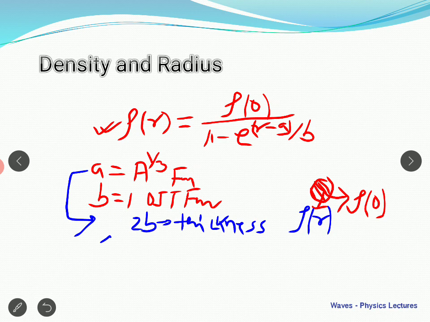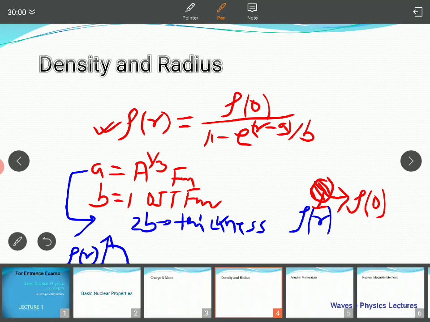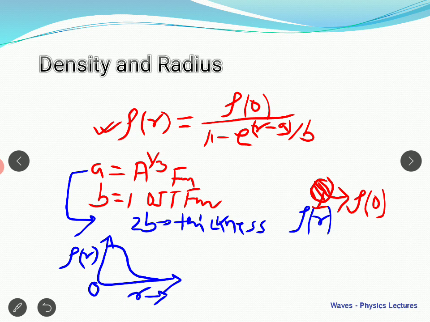If we plot a graph between the distance from the center of the nucleus and the density as a function of r, it will look something like this. Obviously at r equal to 0, the density is going to be very high. But as soon as we move away or outside the nucleus, the density keeps falling, and it falls quite steeply. So this a is also dependent on this, and in a nucleus this region between these two dashed lines is considered as nothing but 2b. So this is 2b.